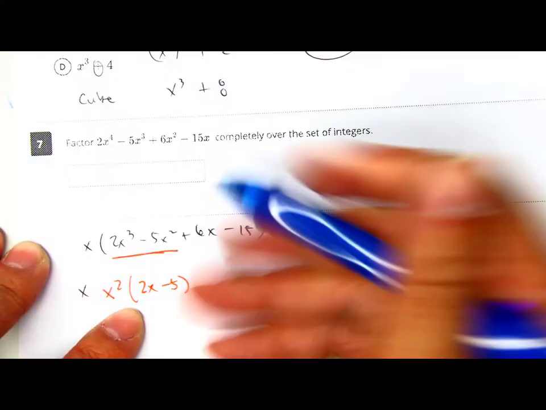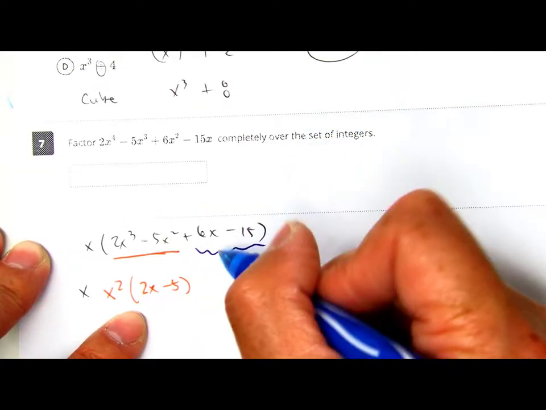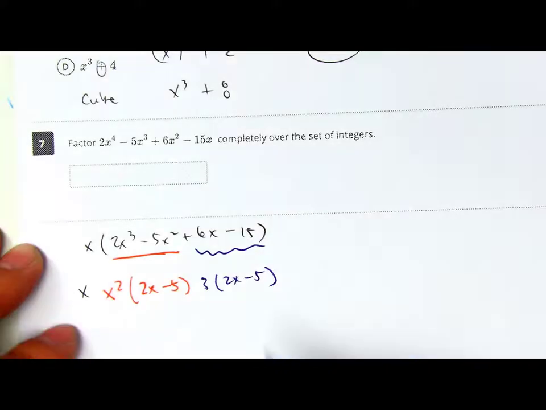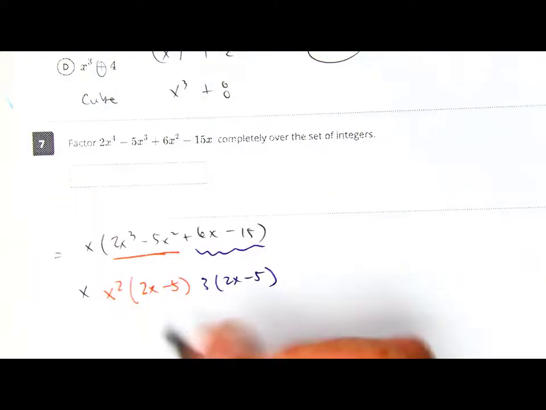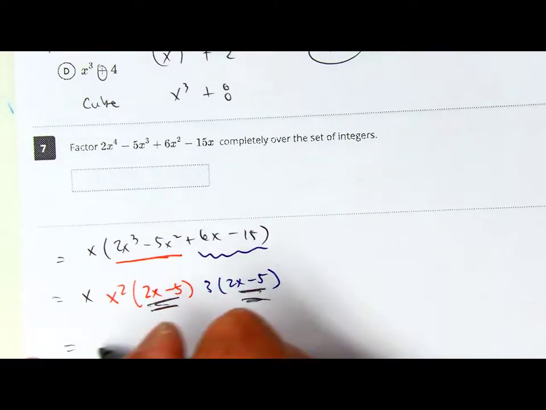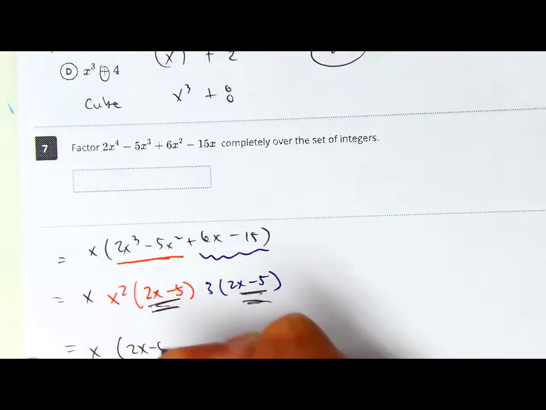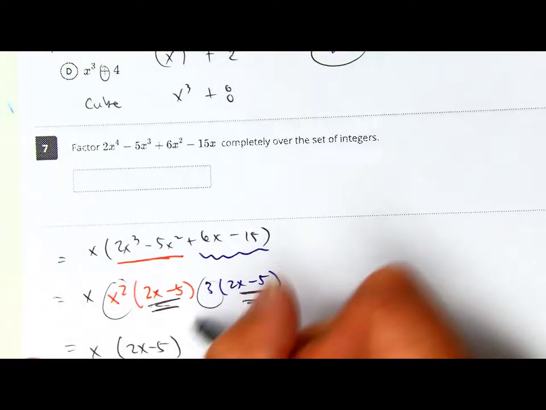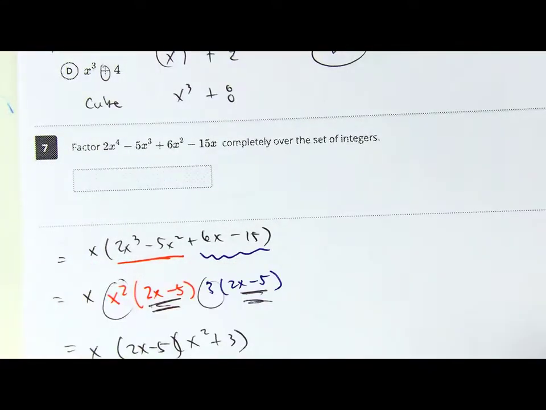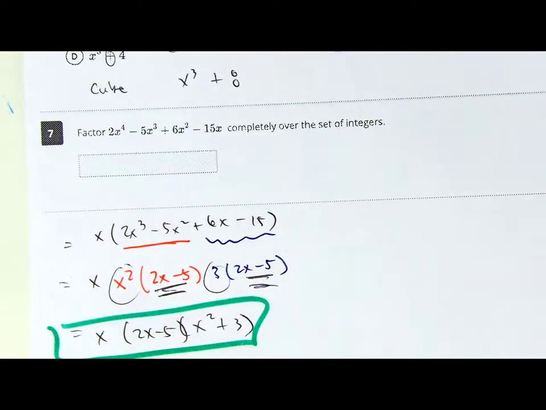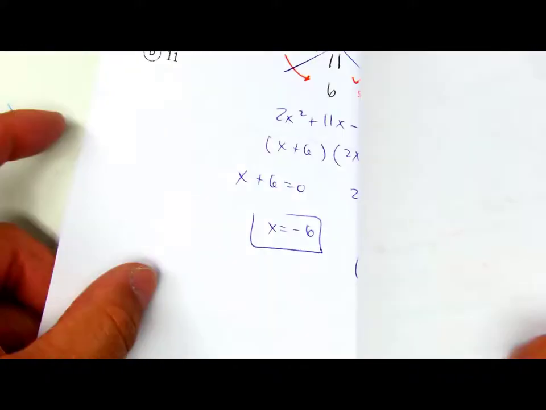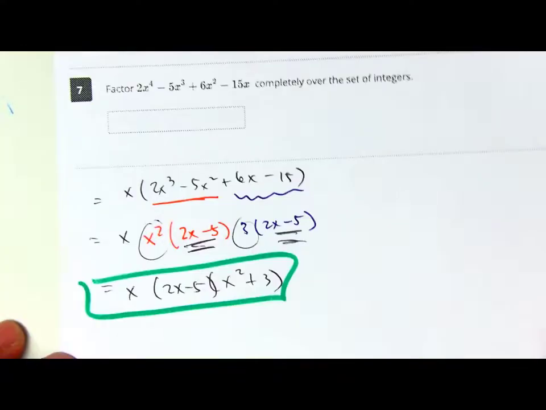And then over here, if I factor out a 3, I'm going to get 2x minus 5. And then I'm going to factor out this one right here. And then you're left with just that, x squared plus 3. And so this would be my answer for the factoring problem. Let me double check. I think that's it. Some quick questions. And that's it. Hopefully that was helpful for you guys. We'll see you later. Bye.